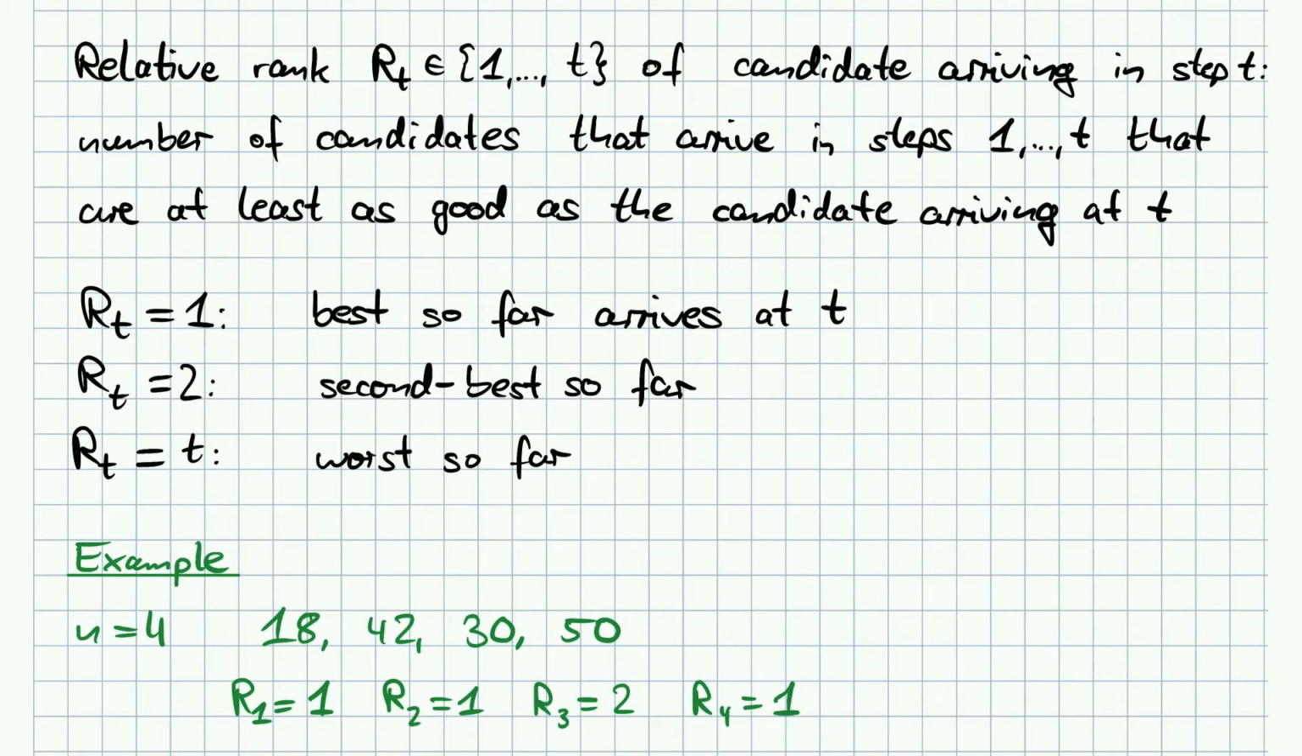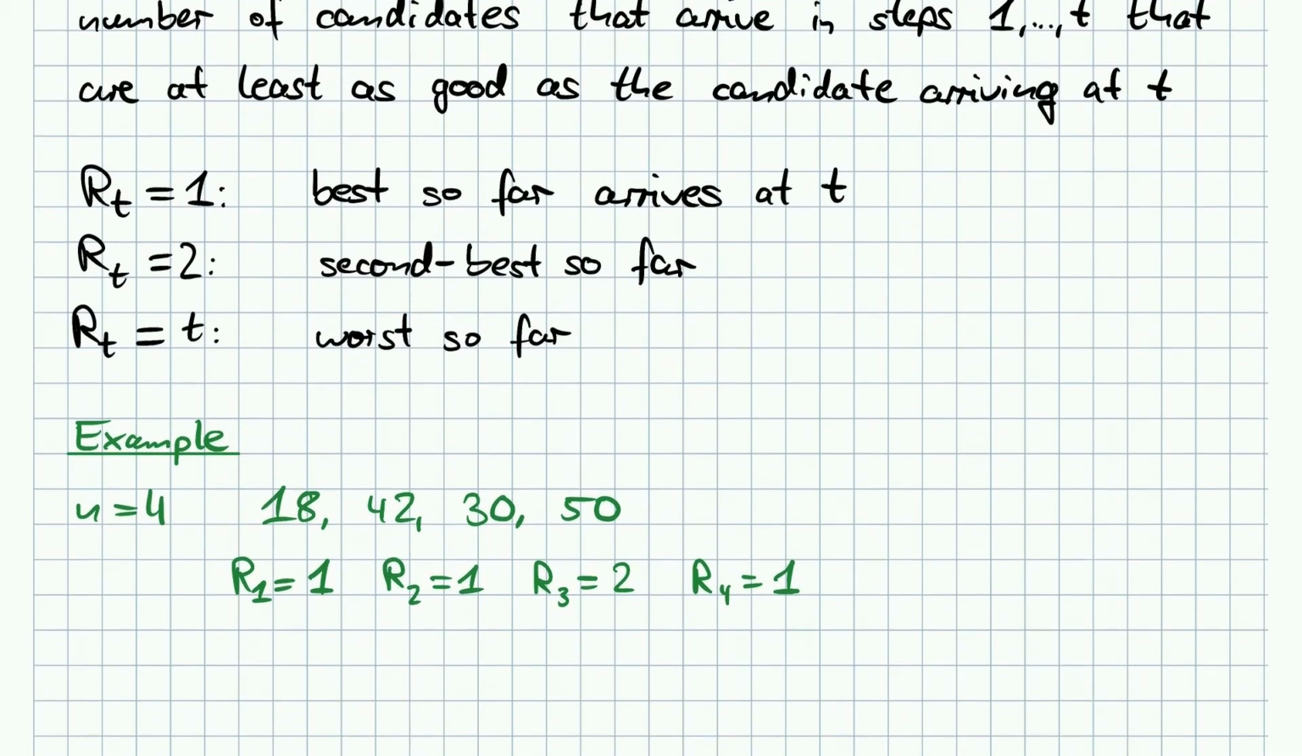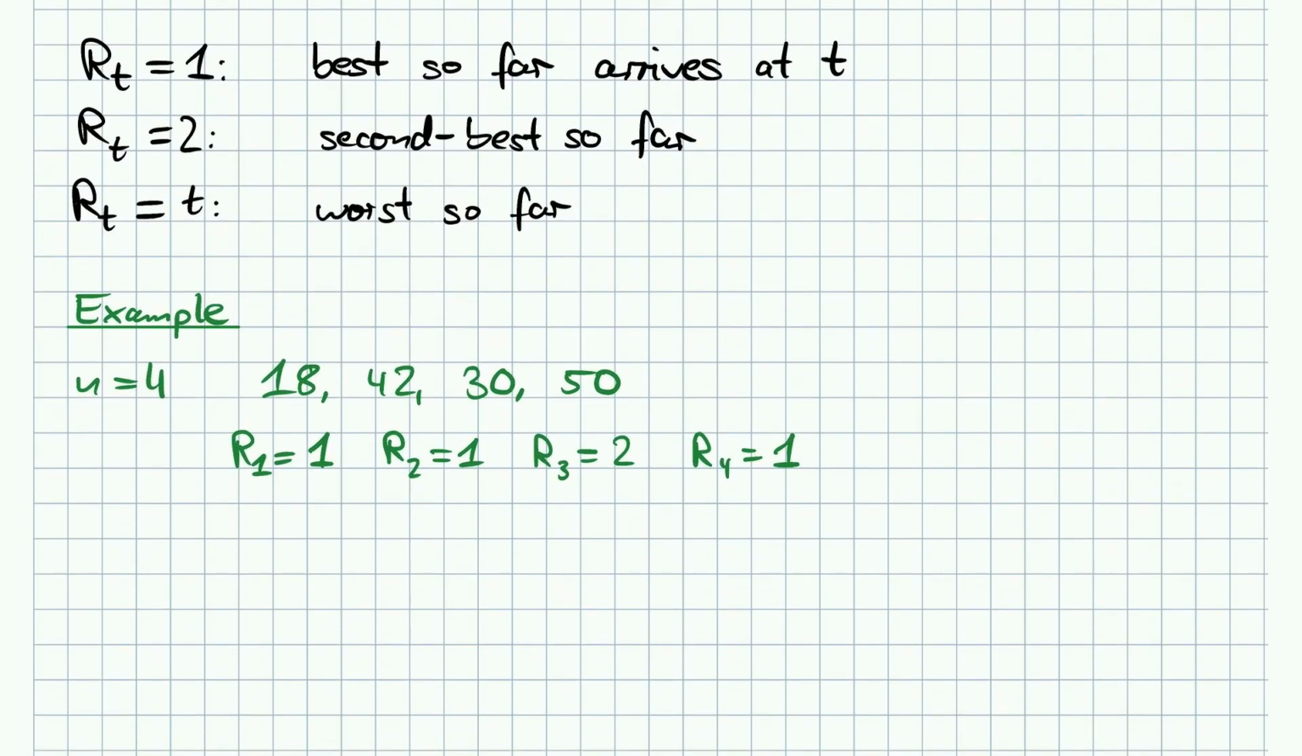Now, why is it helpful to talk about these relative ranks? Let's first talk about how they are distributed. If we have a uniformly drawn permutation, then we see that R_t is drawn from a uniform distribution on 1 through t, and R_1 through R_n are independent.